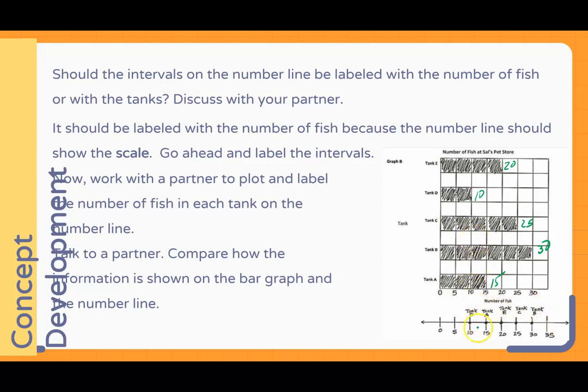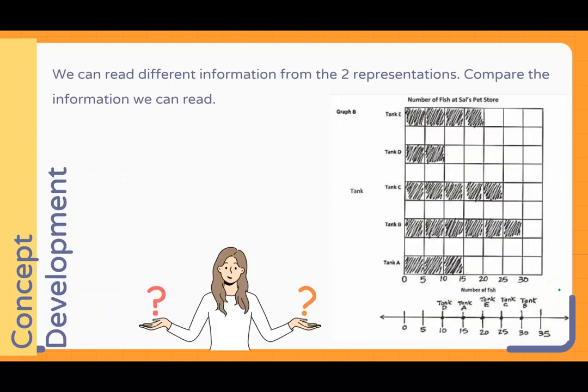Tank E has 20, so they put a dot for tank E on 20. Same thing for A, B, C, D. Okay. Now, here's what it looks like a little bit closer so you can see it.